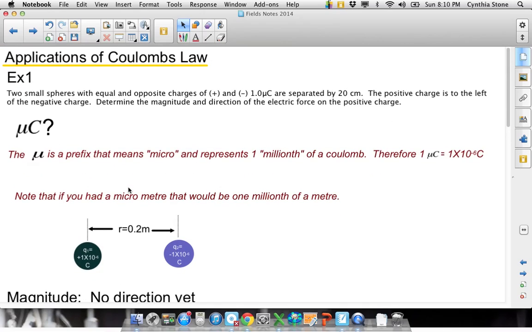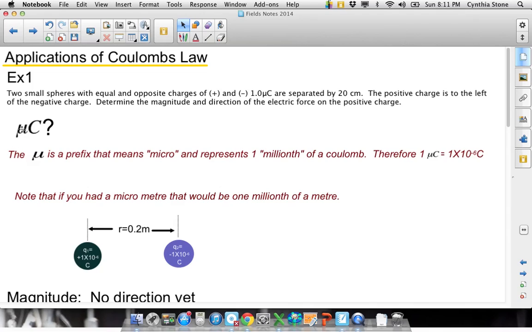Let's do an equation. It says two small spheres have equal and opposite charges, and we'll talk about that in a second. We know they're separated by 20 centimeters, and the positive charge is on the left of the negative. I want to determine the magnitude, the quantity of charge, the Newton's number, and the direction of the electric force.